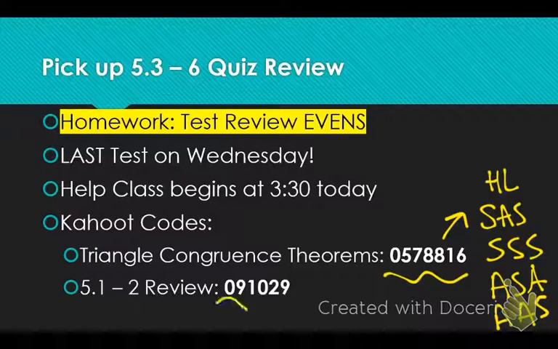The second one goes over 5.1 to 2. That was over triangles, like the angles inside. It also went over right triangles, and it also went over the exterior angle theorem, how to find the exterior angle. So at the end, if you haven't already written it down, you can write it down later because it will be on the last slide as well.